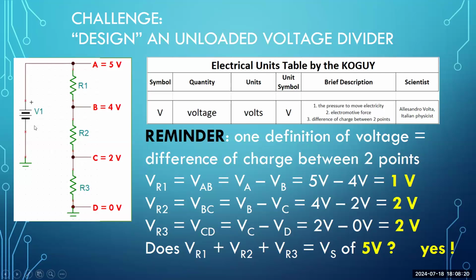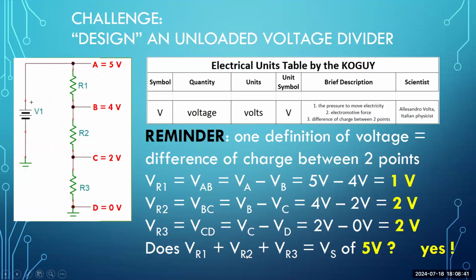Well, your design parameter specified the voltage source as 5 volts. We just calculated 1, 2, and 2. So does VR1 add with VR2, add with VR3 to give us the voltage source of 5 volts? Yes, it does. Isn't that cool? All right. That was the hint.